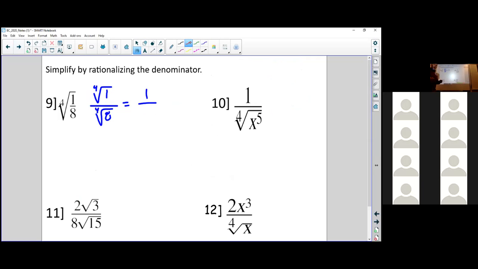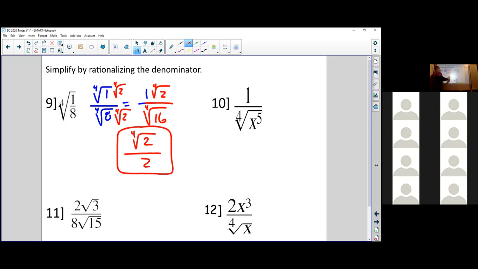So I know that 2 times 2 times 2 is 8. So that's 3 of them. Times another 2 is 16. So if I multiply both the top and bottom by the 4th root of 2 and the 4th root of 2, I'm going to get on top 1 times the 4th root of 2 over the 4th root of 16. And the 4th root of 16 is 2 because 2 times 2 is 4 times 2 is 8 times 2 is 16. So this is going to give me an answer of the 4th root of 2 all over 2, and the problem is done. You can't reduce it any further. You don't have to keep the 1 out in front of the radical. Okay?